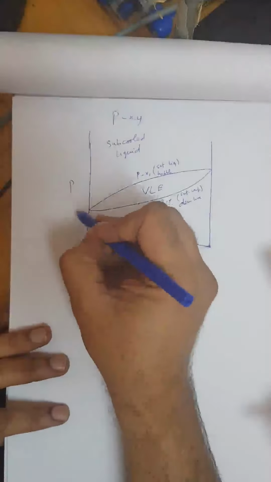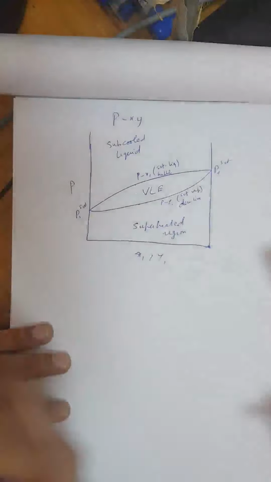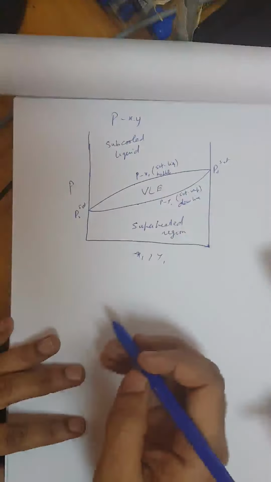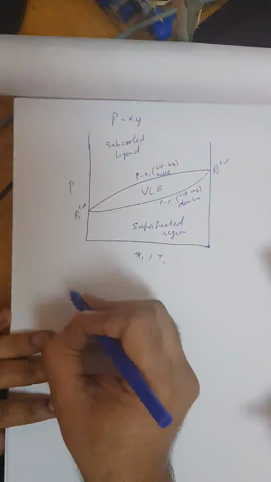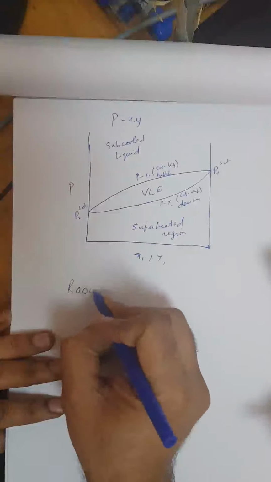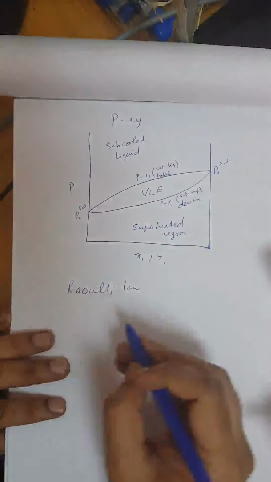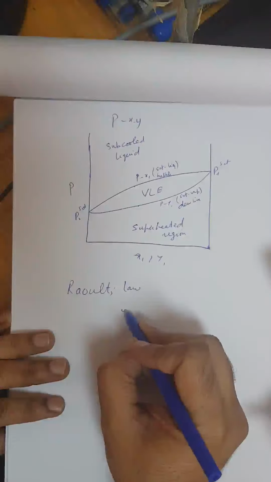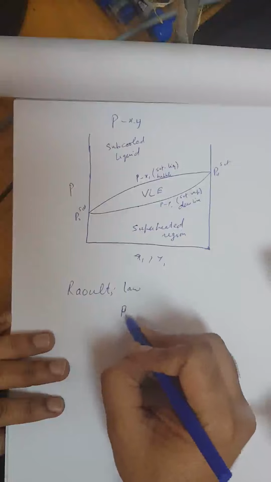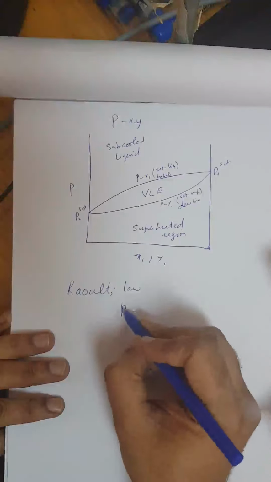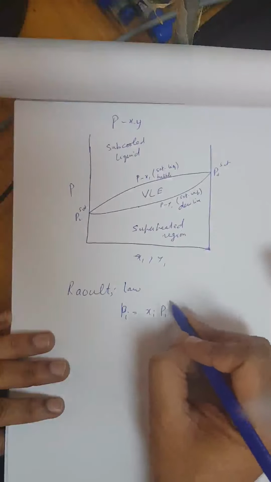So let's see how we can draw these diagrams. This is your goal in exam. We have a very famous law for two-phase systems, and that one is called Raoult's law. Raoult's law states that partial pressure, this is partial pressure, equal to xi pi sat.